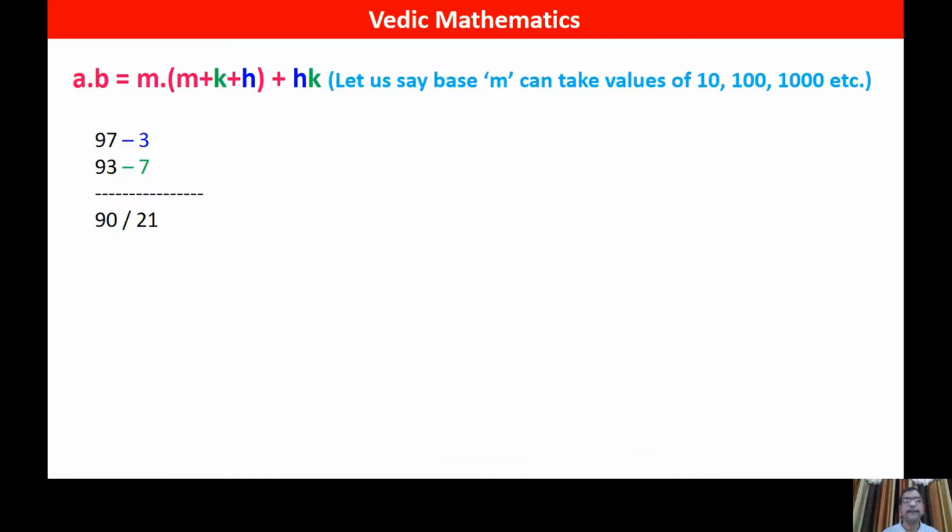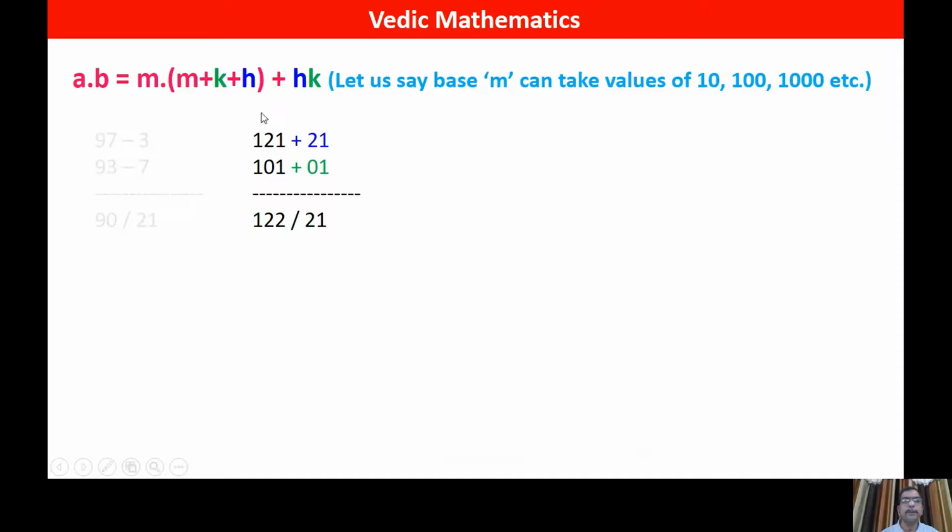In case the multiplication of h and k is more than 2 digits, then what you will do, you will carry one forward to 91 or 92, whatever is there. Okay, now we go to the second example for this.